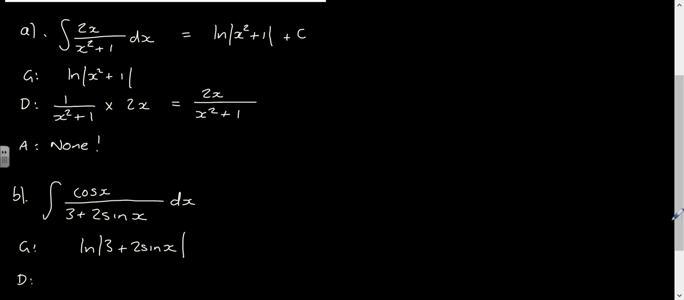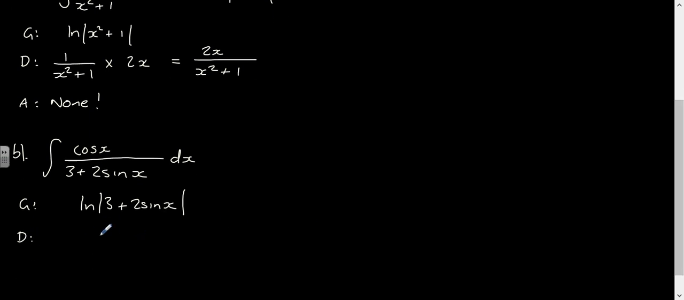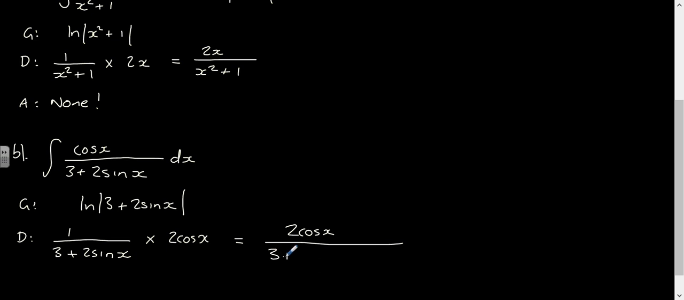If I differentiate natural log of 3 plus 2 sine x, then I'm going to get 1 over 3 plus 2 sine x. That's that differentiation rule for natural log, multiplied by what we get when we differentiate the 3 plus 2 sine x using the chain rule. Differentiating 3 plus 2 sine x, we get 2 cos x. So this becomes 2 cos x over 3 plus 2 sine x.